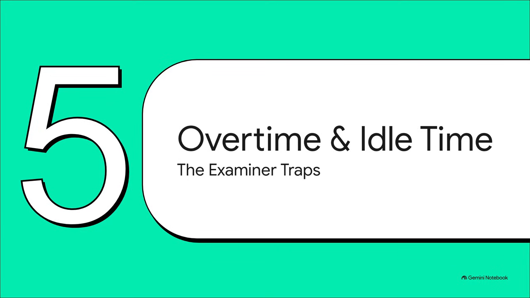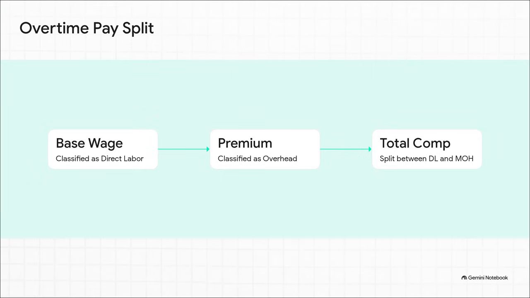Section 5, overtime and idle time, the examiner traps. Speaking of traps, let's get into the high-stakes scenarios regarding labor costs that trip up thousands of Gen Z examinees every single year. Overtime and idle time.